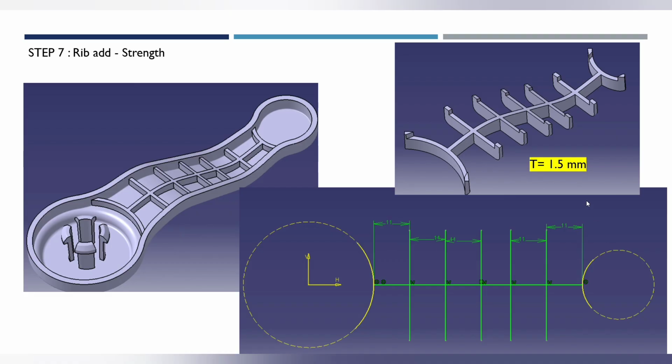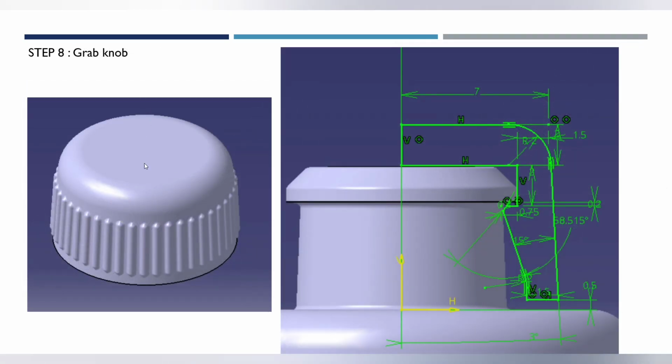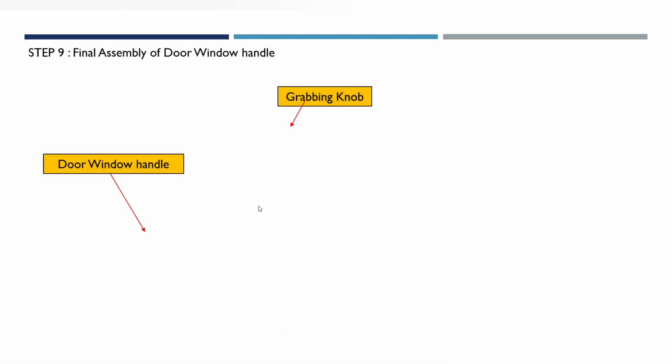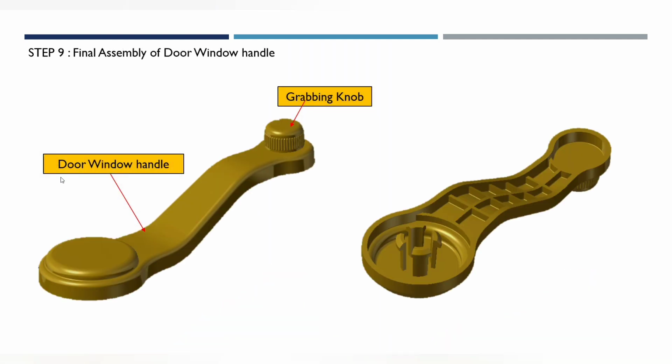We'll do the draft analysis for this part. This is the grab knob, which helps to roll the window glass up and down. This is the final door window handle. So without wasting time, we'll open CATIA and start the modeling.